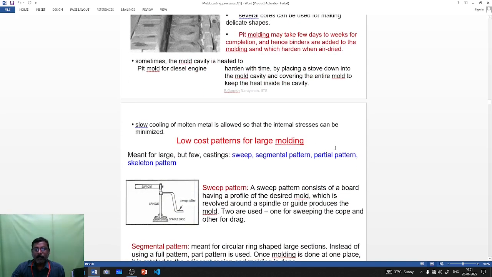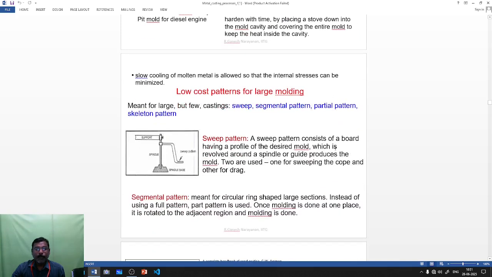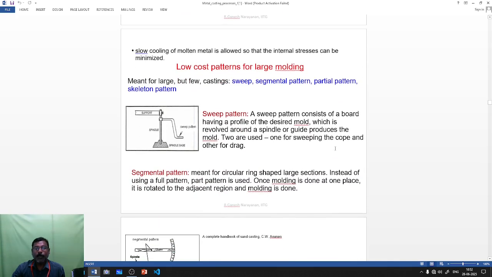So low cost patterns for large molding have been used. Low cost patterns are mostly used as sweep patterns. Sweep patterns consist of a board having the profile of the desired mold, which is revolved around a spindle or gate to produce the mold. Two are used, one for sweeping the hoop and one for the drag.